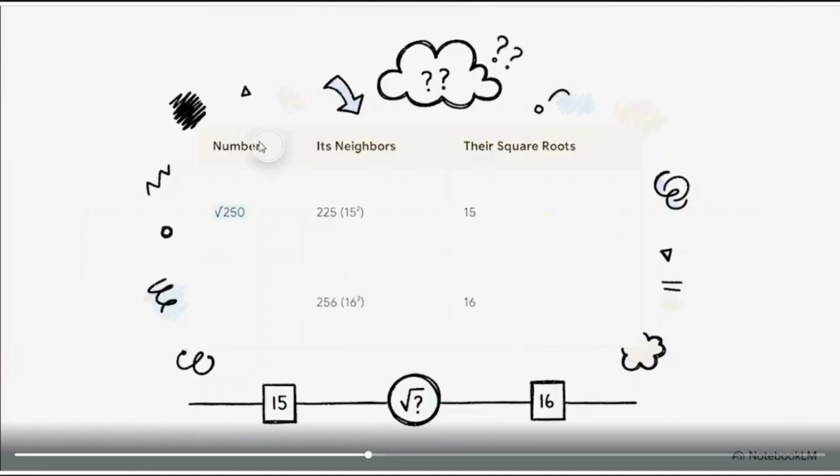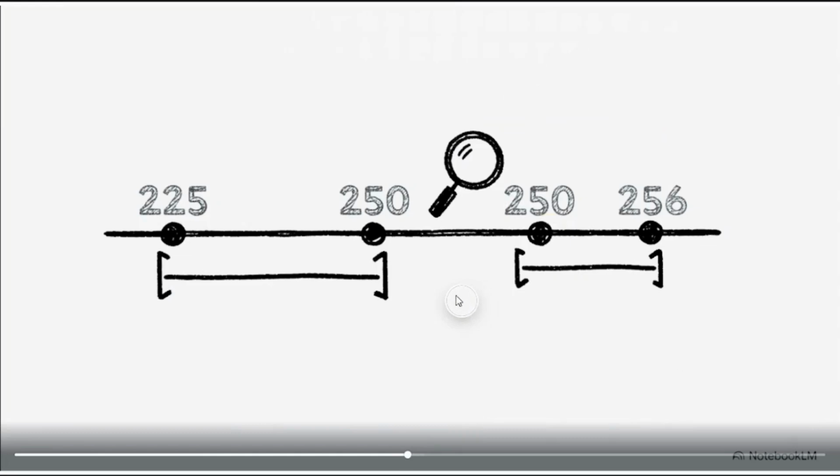Let's actually do this for 250. As you can see here, the perfect square just below it is 225, which is just 15 squared. The one just above is 256, or 16 squared. So right away, we know our answer has to be somewhere between 15 and 16. Now for that final step. Which one is it closer to?